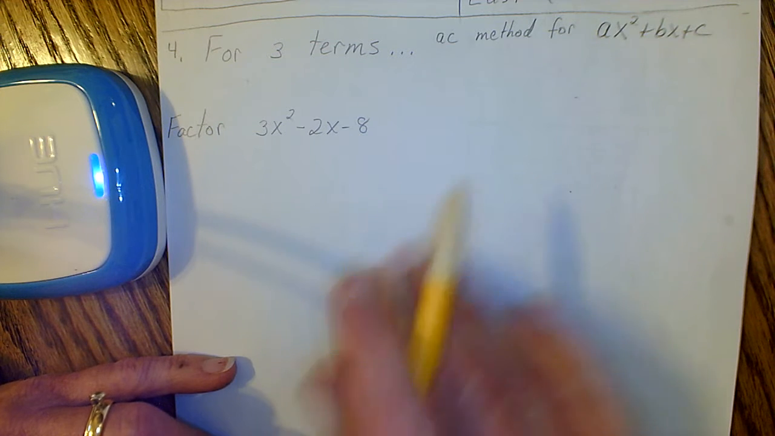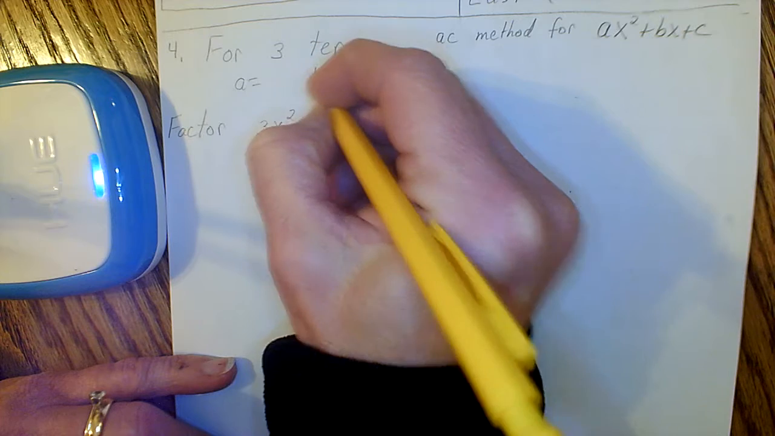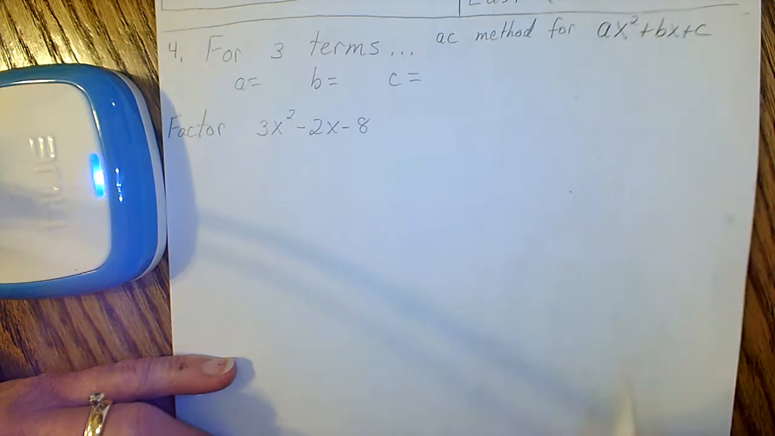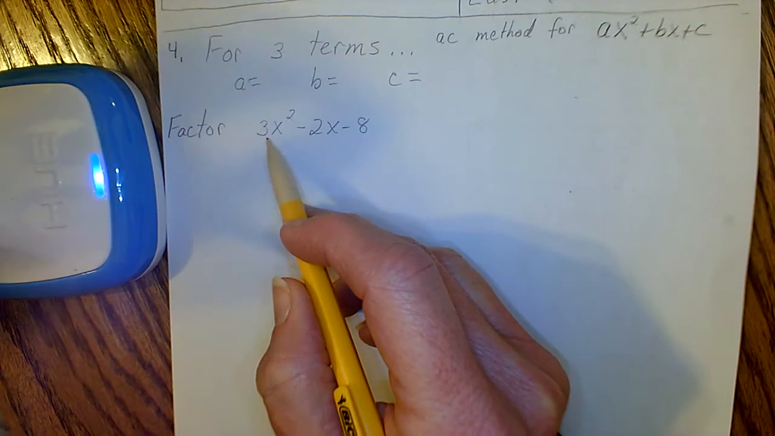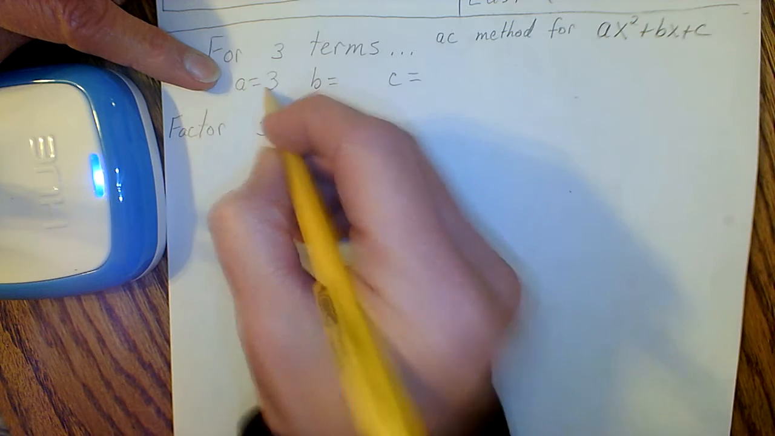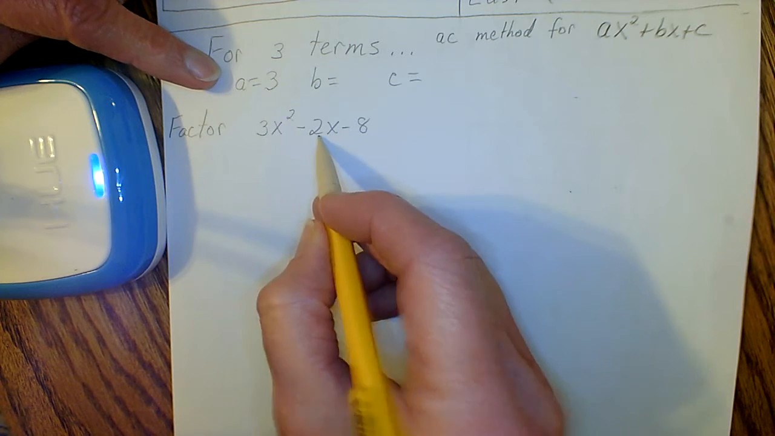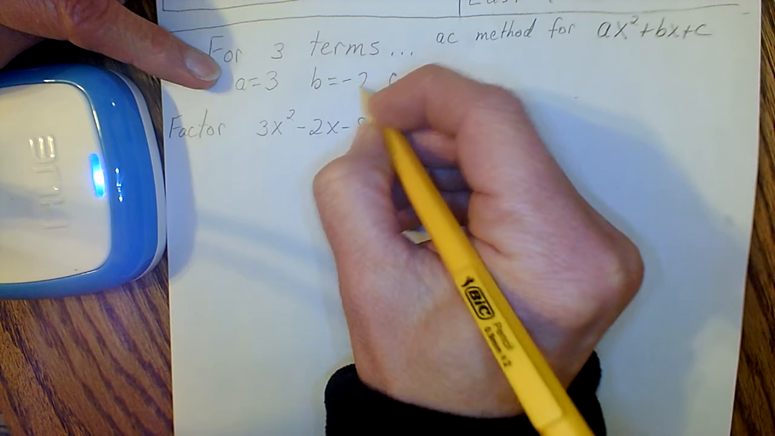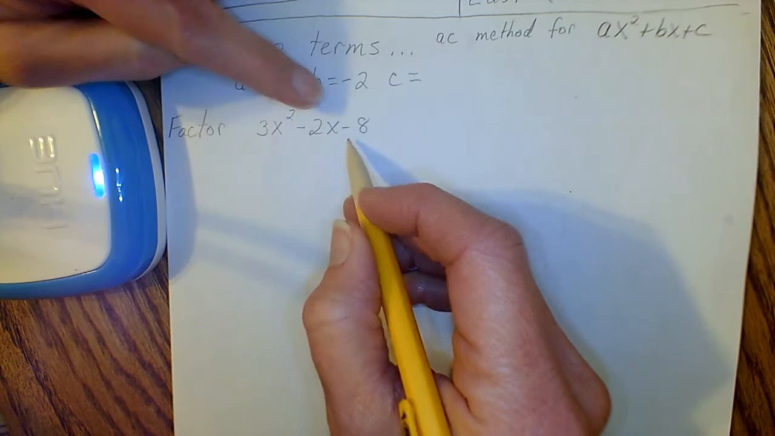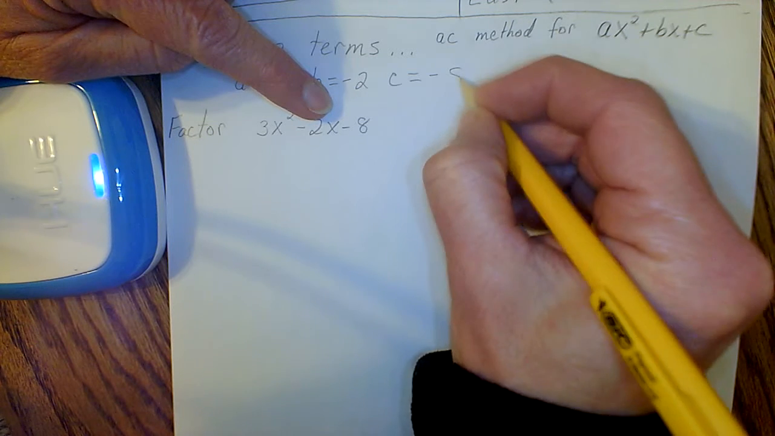And so we start out by first determining what is our a, and our b, and our c. Remember, a is whatever is being multiplied by x squared. So here that's going to be a 3. A is 3. B is whatever is being multiplied by x. That's a -2. Make sure you pay attention to your signs. And then c is the constant term at the end. In our example, that's a -8.